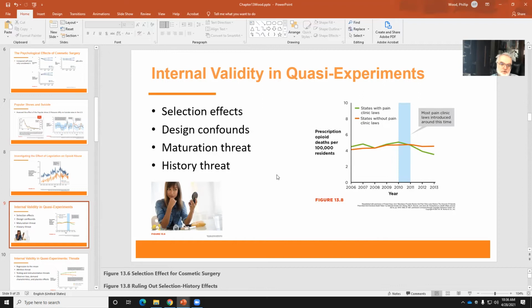Fourth, we could have a history effect. That is, there are other things that happen out there that will change things. I know for some odd reason, I'm sleeping a lot better given the current administration than I was under the Trump administration. There's a huge history threat to prospective studies now as to maybe well-being or attitudes or how people get along socially.